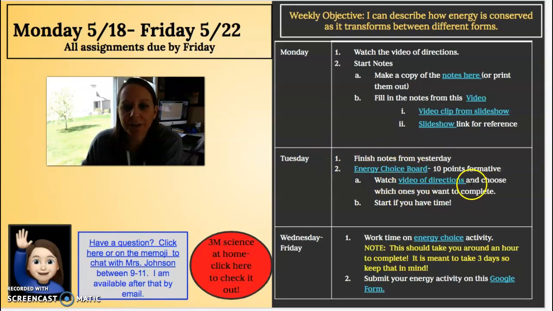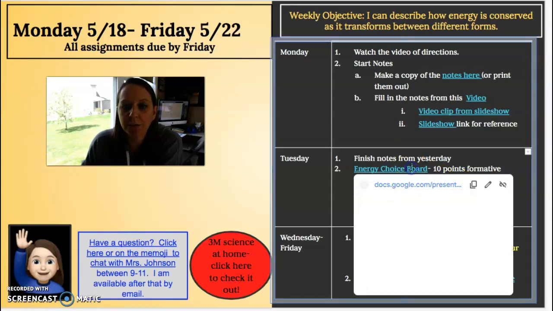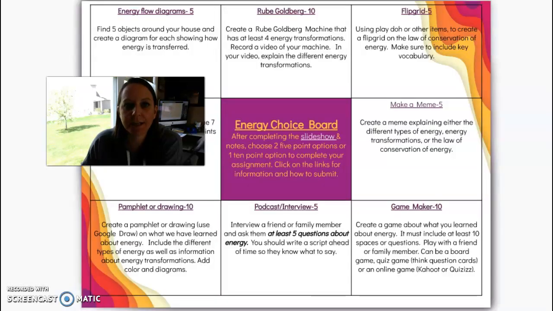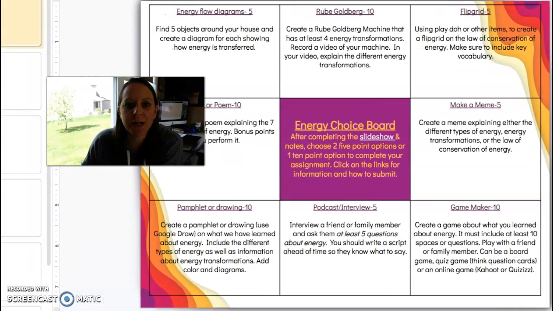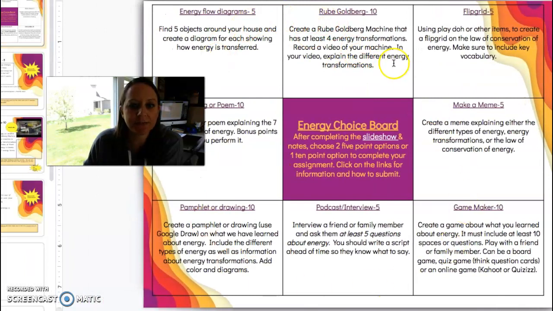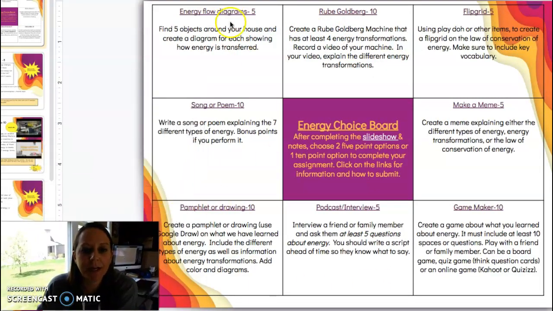So I have another video explaining everything on the energy choice board, so I'm not going to explain it very much in this video, but what it is, you'll click on it, and it will open up this slideshow. And so you have some different choices of some different activities that you can do, okay? And some of them are worth 5 points and some of them are worth 10 points. So you want to make sure that you have a total of 10 points. So either 2 5-point activities or 1 10-point activity, okay?